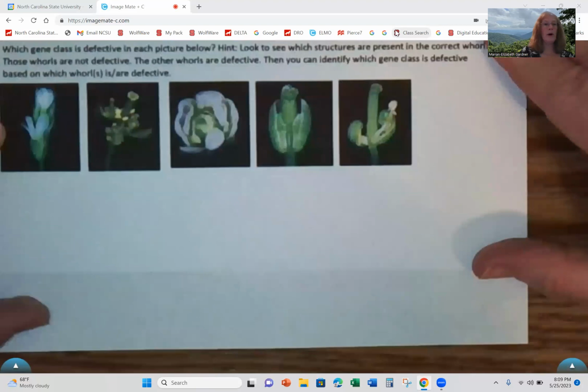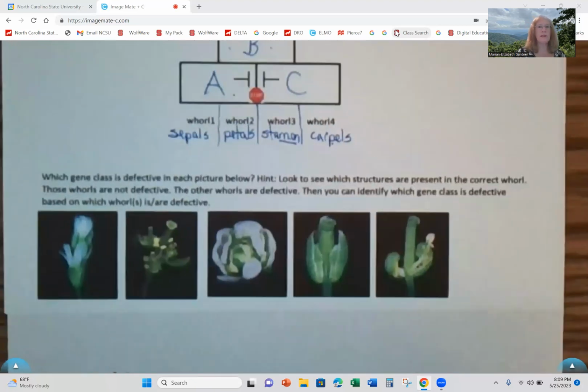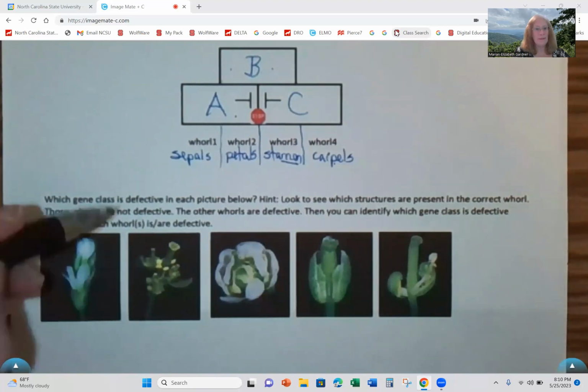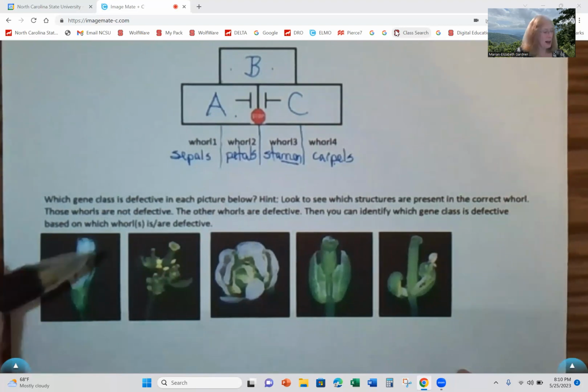Okay, the problem part here comes where we're looking at these flowers and trying to determine which class of genes is messed up. So let's see, there we go. Now you can see the model and the flowers. Sometimes you can look at these pictures and see what structures are present. And sometimes you just have to ask, what structures are absent? And between the two, you can figure out which gene class is messed up.